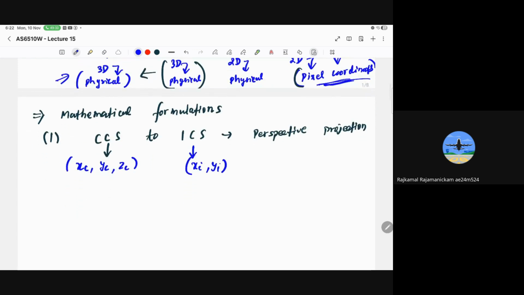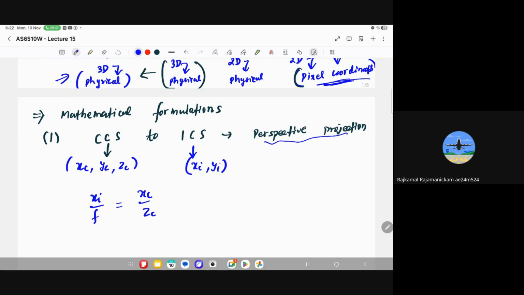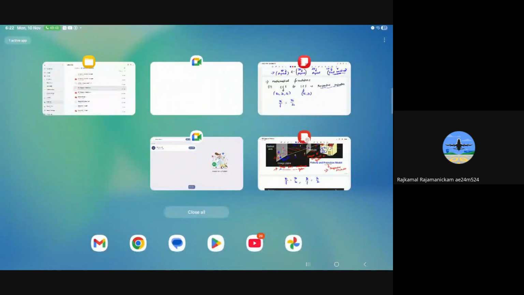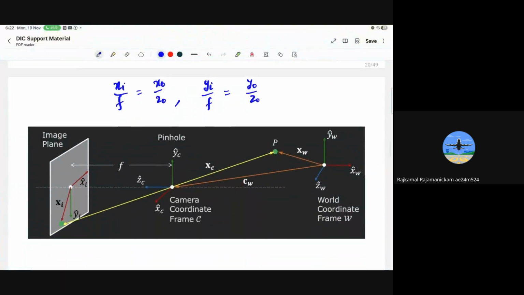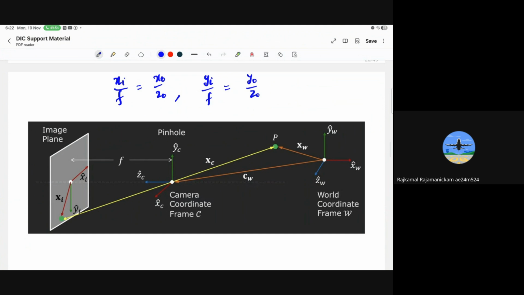Using that perspective projection, we can relate them. So we can write XI upon F is equal to XC upon ZC. Let me just show it here again. So this is what we have. Now we are trying to relate. We have this camera coordinate system here, having XC, YC and ZC, for a particular point P in the camera coordinate system. So this is the point at which we are looking.